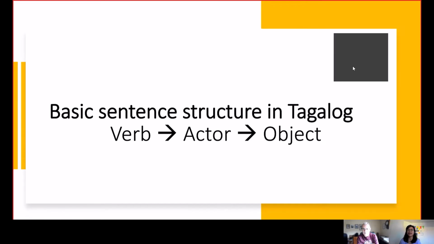Okay, so here, Andy, I'm going to explain to you the basic sentence structure in Tagalog, and that's the verb-actor-object. Okay, have you heard of this before? The verb-actor-object. I kind of have, but it probably didn't sink in.